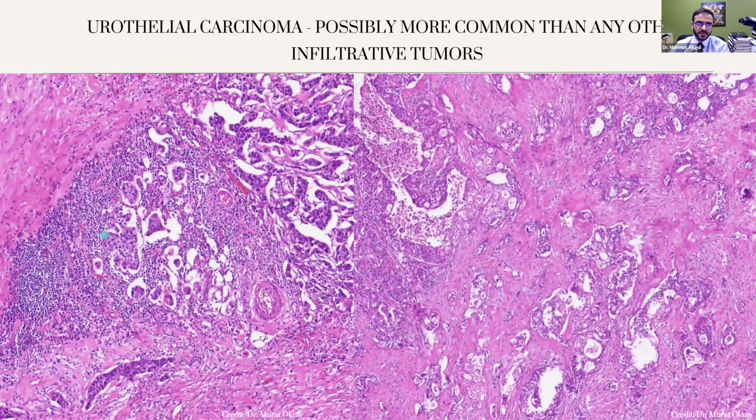But PAX8 can be expressed in about 20% of upper urinary tract urothelial carcinomas. And there are some kidney tumors that can express GATA3. So some of the primary renal cell tumors can express GATA3, and about 1/5 of the urothelial carcinomas can express PAX8. We should be careful, especially when diagnosing ugly tumors in renal biopsies.